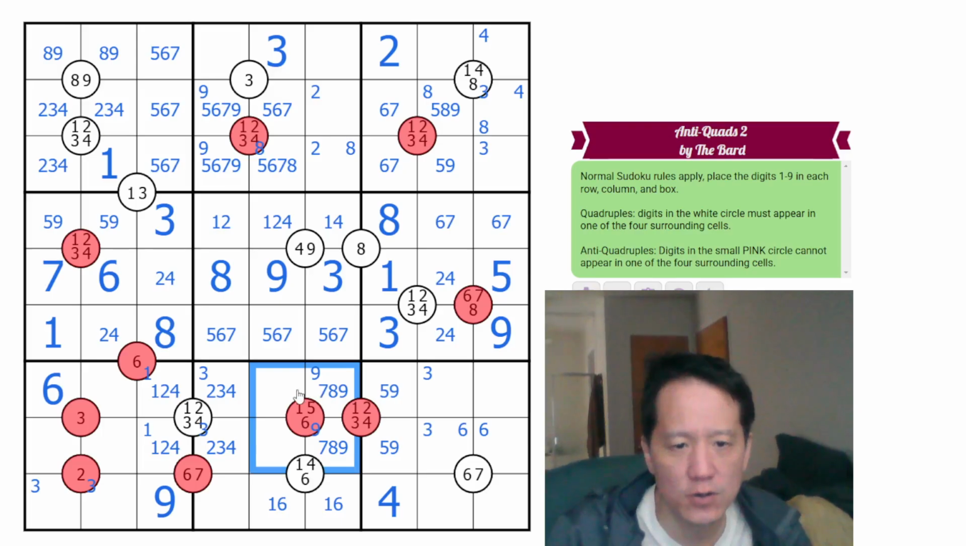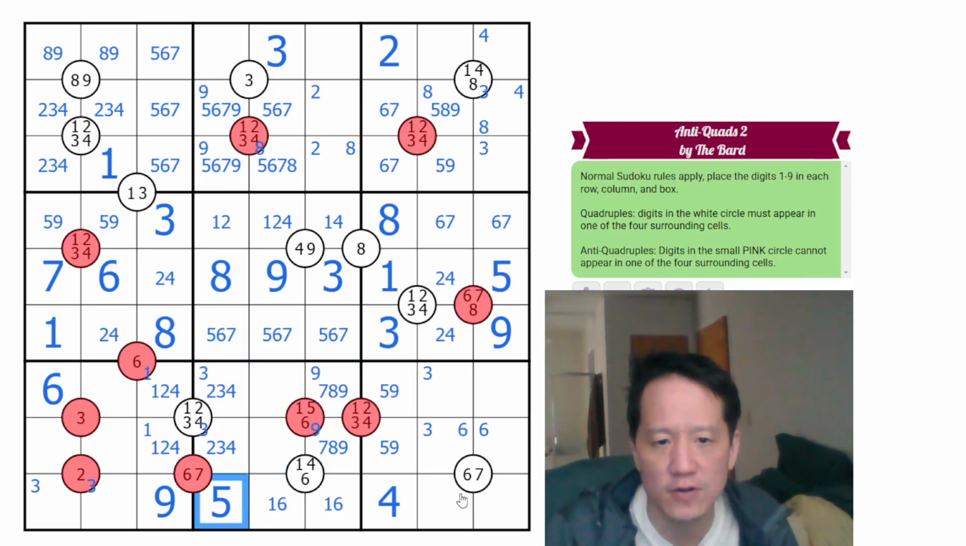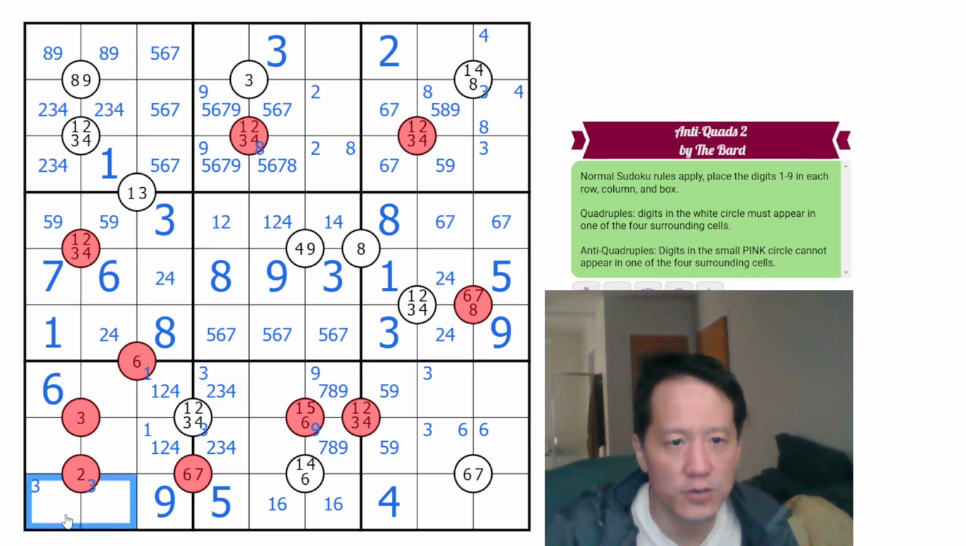5 cannot be here, and 5 cannot be here, and 5 can't be here. Where is it in this box? Then it has to be here. So this is a 5. This can no longer be 5.